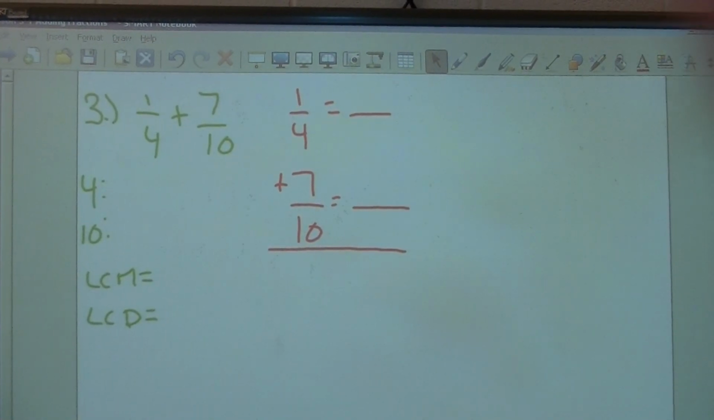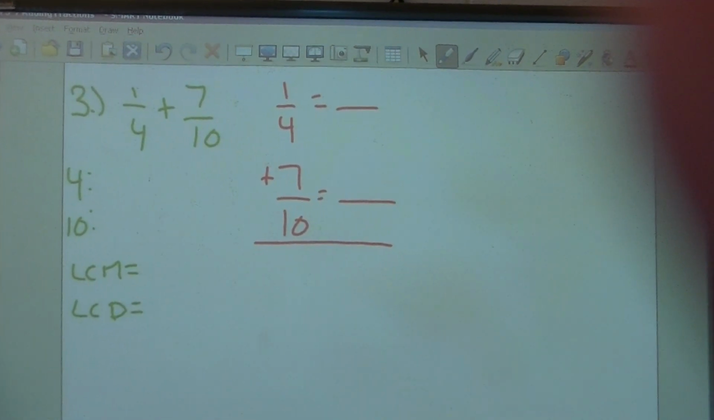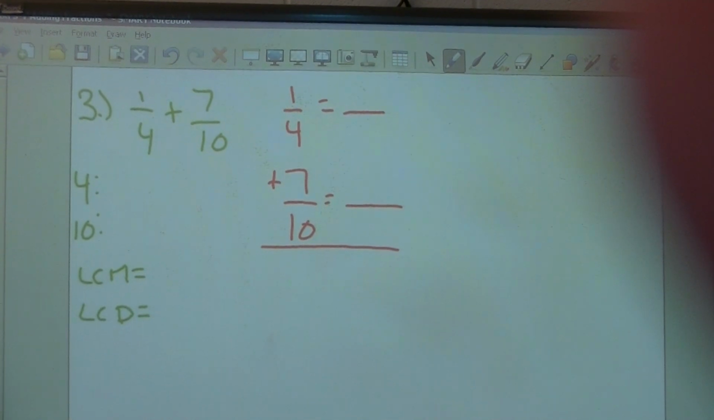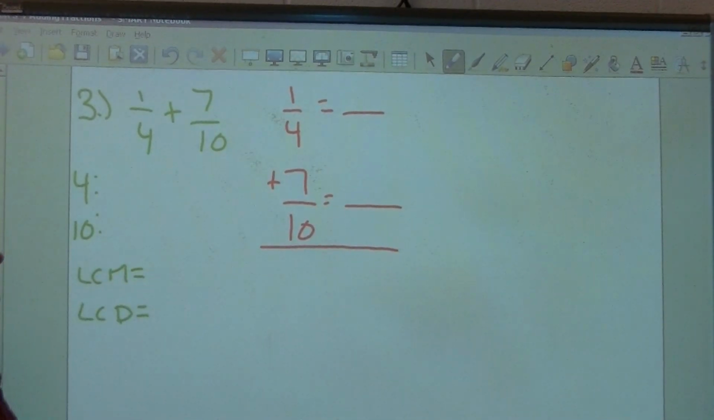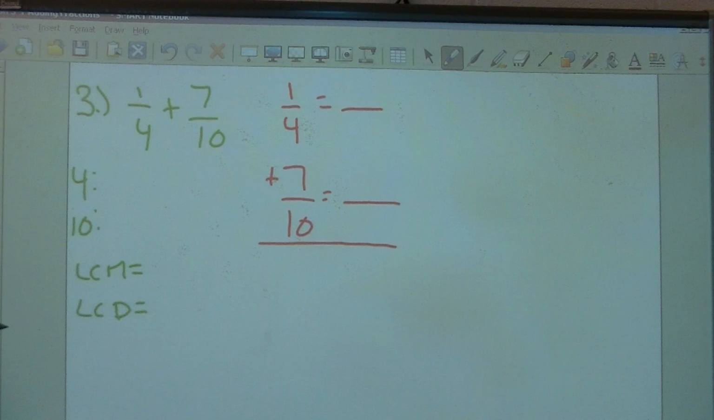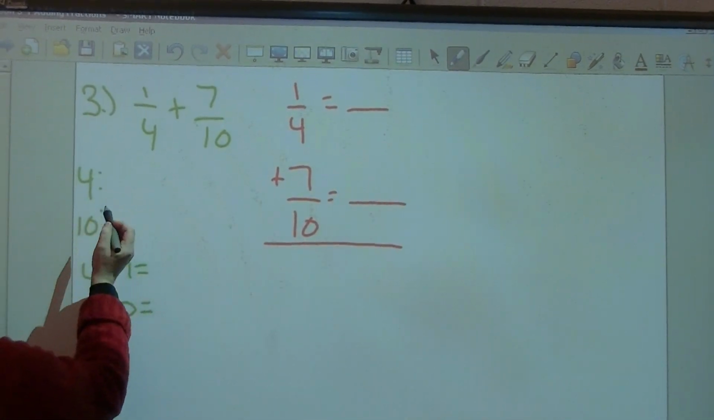Okay, fifth grade, we're going to move to number 3 here with adding fractions again. 1/4 plus 7/10. 4 and 10 are not the same denominator, so our first step is to get a common denominator. So we need to do the multiples of 4.